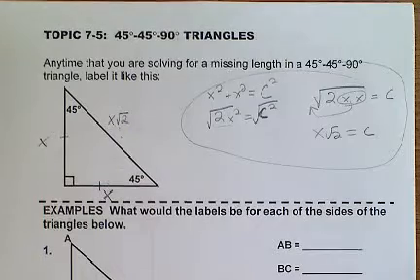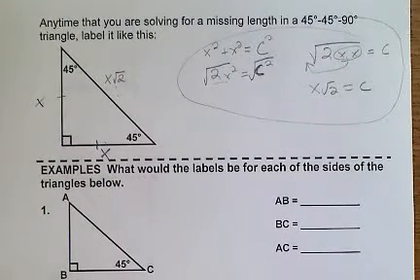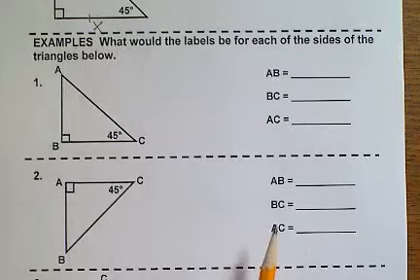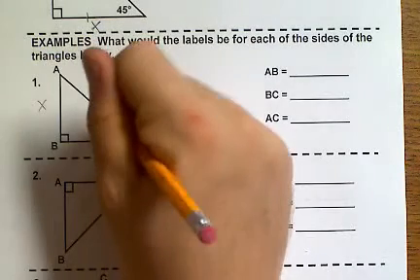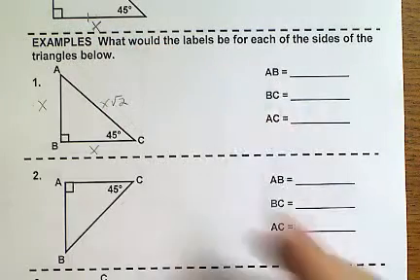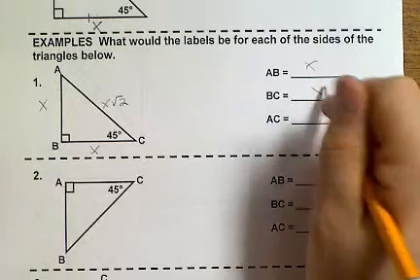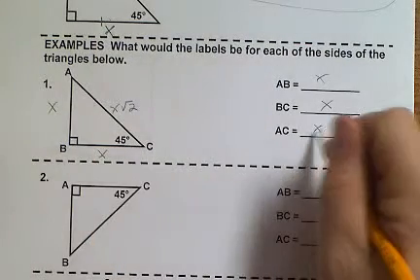Alright? So, let's go ahead and look at what our labels are going to be, just so we can get practice labeling these. A, B, and C, this is going to be x square root of 2. So AB was x, BC was x, and AC is x square root of 2.